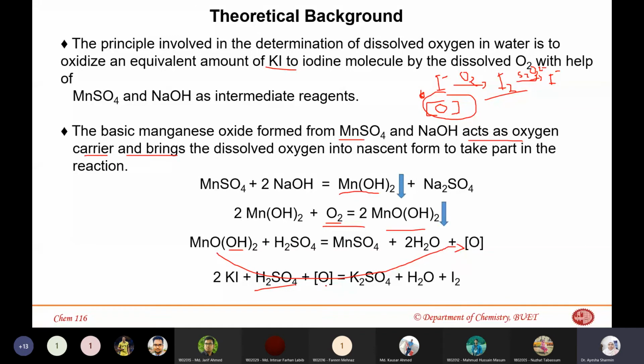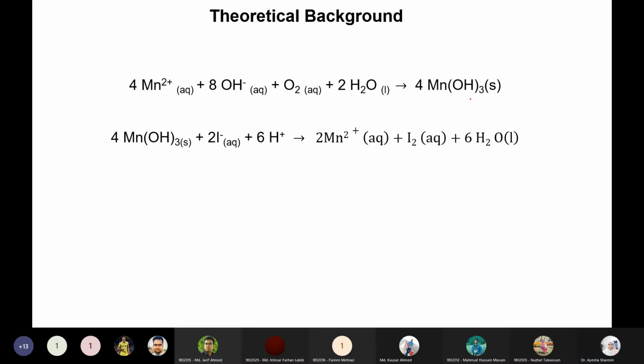Okay, it's just atomic oxygen. So it takes 2 electrons to become this O 2-. Now, at the ionic reaction, instead of forming that MnOH2, you can also write it in this way as well. These are solid and fixing the oxygen. Then it reacts with the iodide and makes this iodine and forms the water.